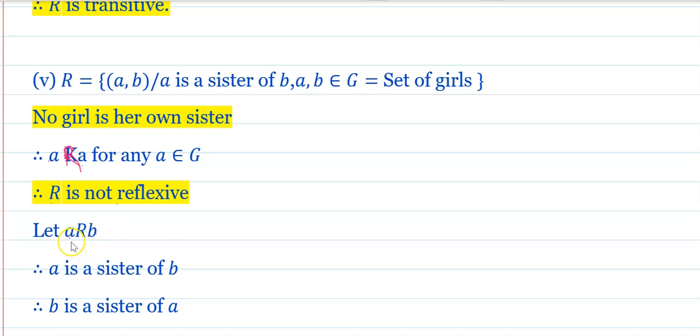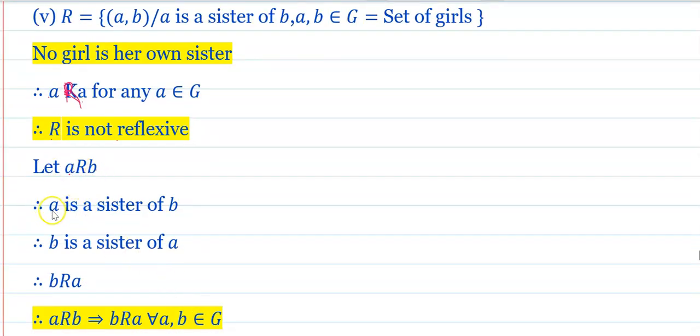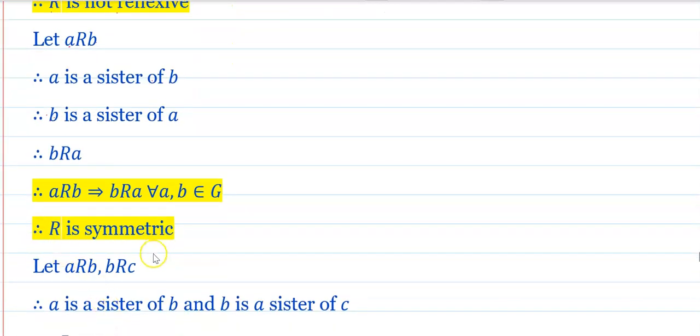Next is ARB. Okay, means what? A is a sister of B. What about the next? B is a sister of A. Yes, that will work for me. ARB means A is a sister of B. How can we write this? B is a sister of A. How can we write B is a sister of A? BRA. It means that ARB implies that BRA, and hence R is symmetric for every A comma B belonging to G.